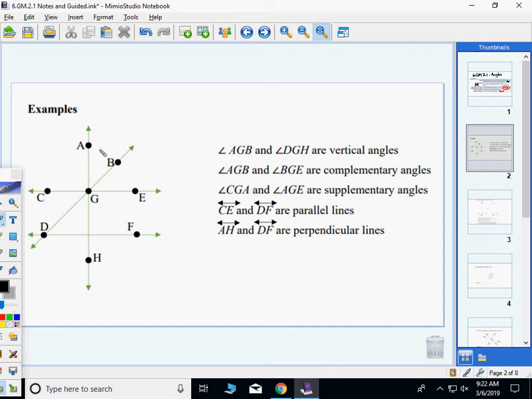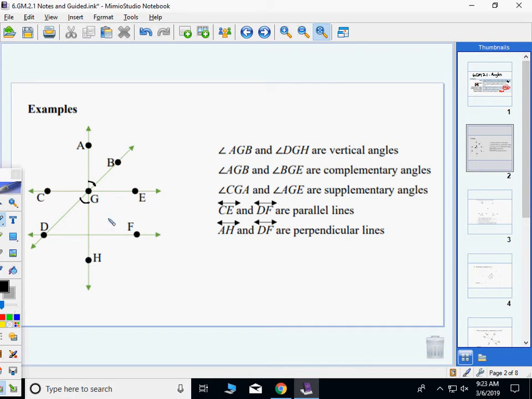Whenever we label angles, we use letters, and it always starts on the outside, goes in, and then goes back out again. So for angle AGB is this angle right here. So whenever it says angle AGB, we're talking about this angle right here. Angle AGB and angle DGH. So DGH, if we look, is right here. DGH are vertical angles. That means what?